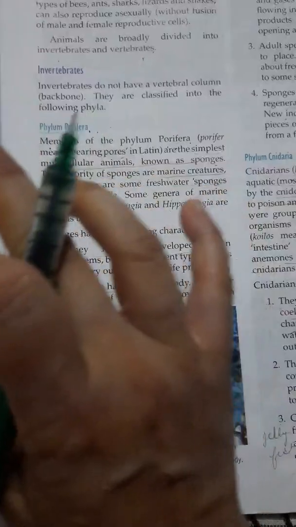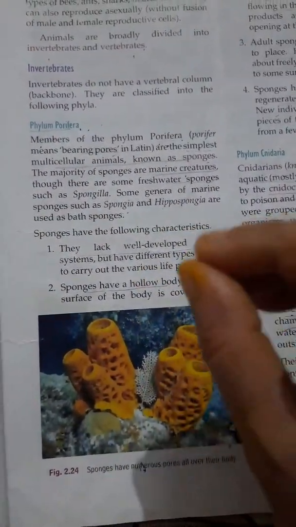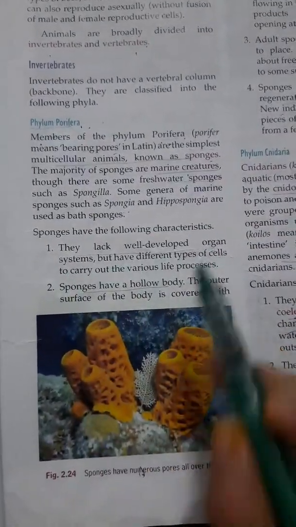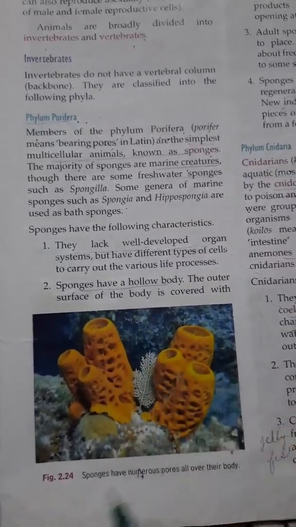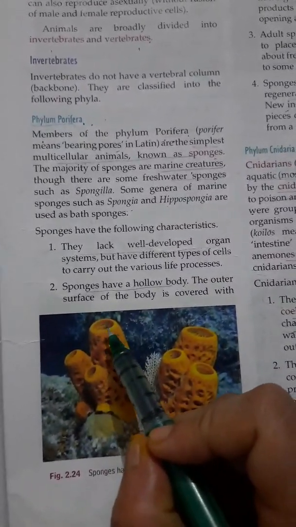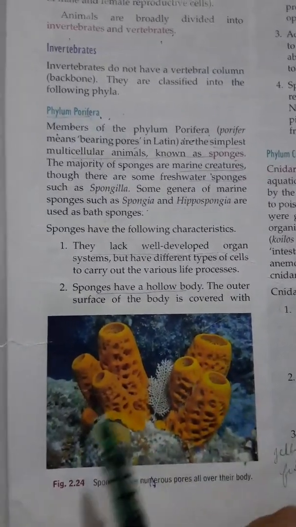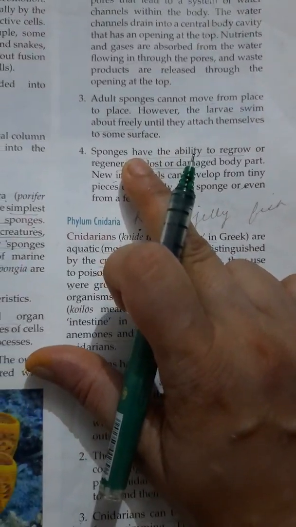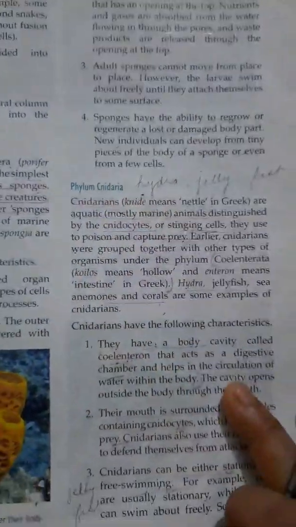Beta, keep in mind when we are studying the kingdom Animalia, we should know at least 2 examples and at least 2 characters of each phylum. So sponges lack well-developed organs, but they have different types of cells to carry out various life processes. Sponges have a hollow body. You can see their body is hollow from inside. Most of the sponges cannot move from one place to another, but their larvae can swim freely. And the most important characteristic of sponges is that they have the ability to regrow or regenerate.